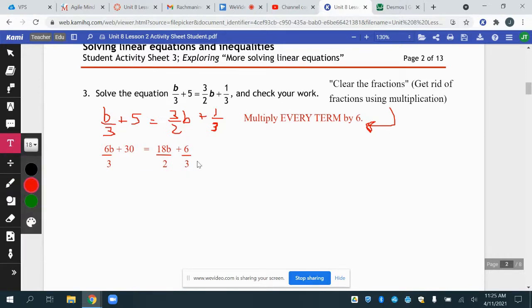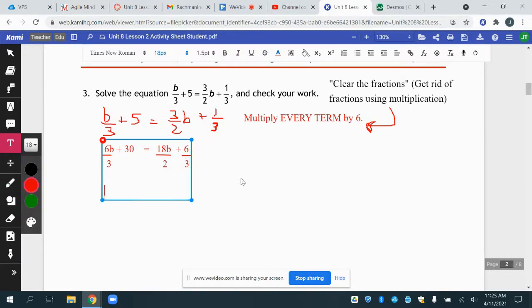So here's what we end up with. 6 divided by 3 is 2. 18 divided by 2 is 9b, and plus 2. There, that's nice and pretty, isn't it? Okay, we're going to subtract 2b's from each side. Minus 2b, minus 2b. If I take 2 b's from the left side, it's gone. If I take 2 b's from the right side, there are 7 b's left.